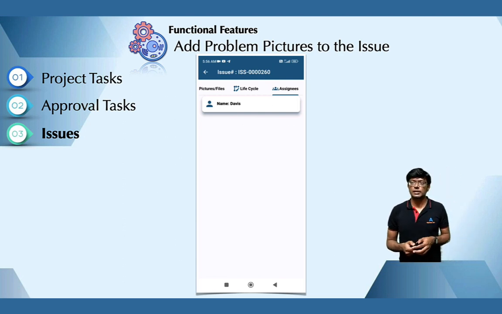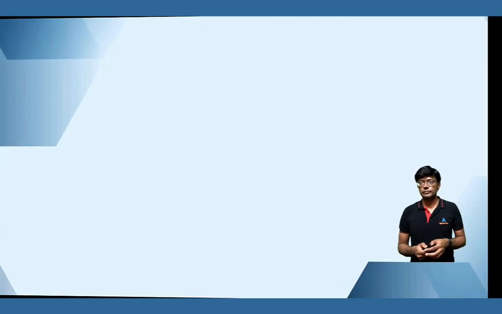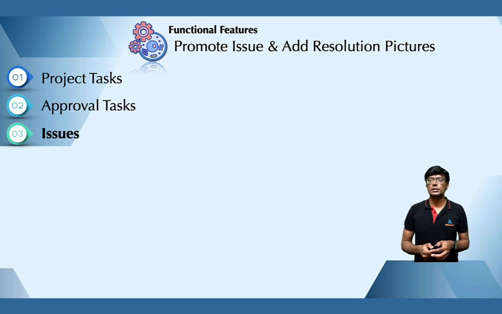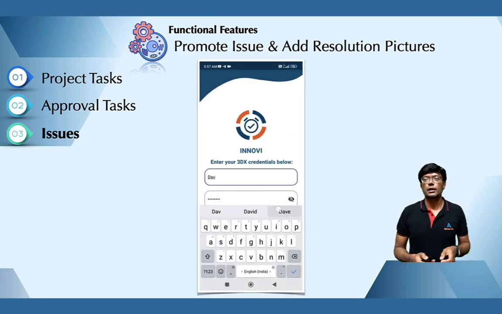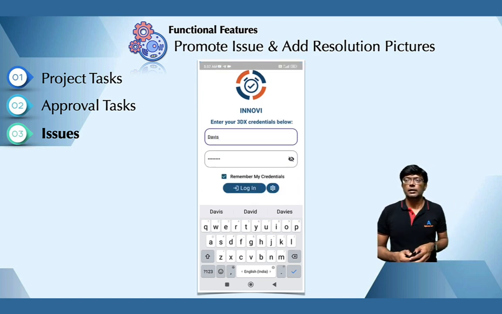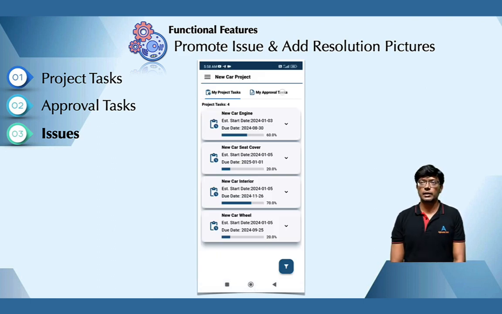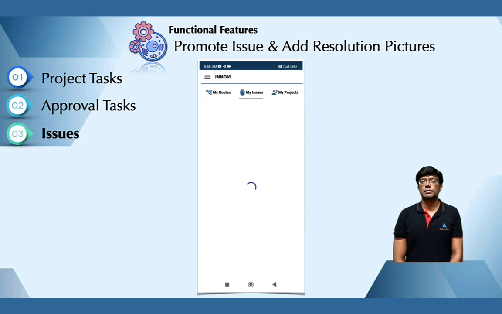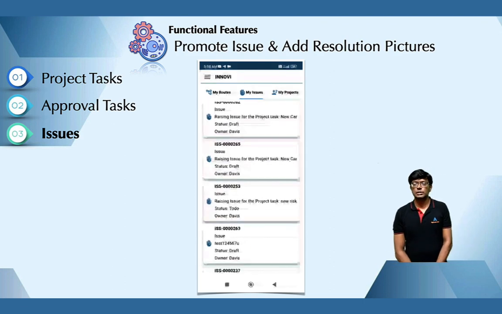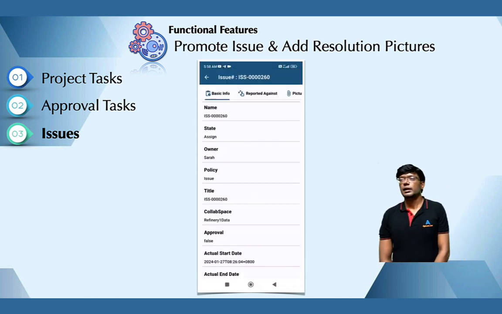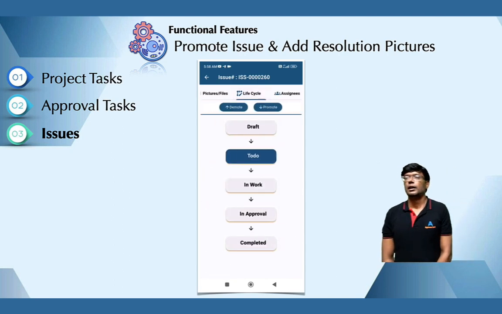So what next is the assignee works on the issue and then add the resolution pictures. So promote issue and add resolution pictures is another use case. So where the assignee is Davis, and I log in as Davis and navigate to that particular issue and try to promote the issue to in work and add resolution pictures. So I can go directly to my issue screen, and I can see my list of issues and navigate to that particular issue. I think it is 260, and click on that, and I can go to the lifecycle and promote the issue to in work.